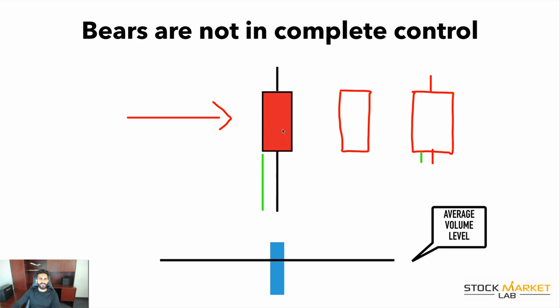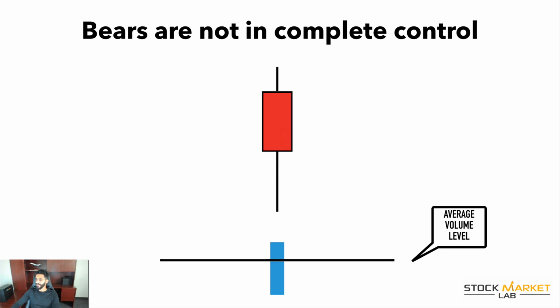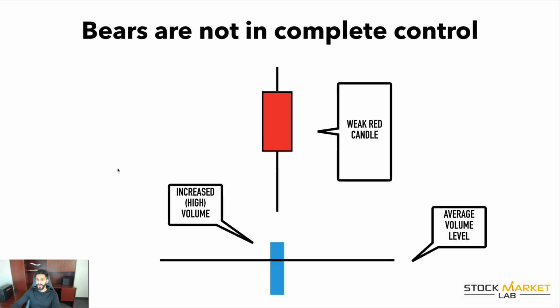Just because we see red doesn't mean anything. Look at the wicks. A long wick at the bottom, not a strong move down. High volume, doesn't matter. A lot of people are like, oh, it has high volume. Doesn't that mean aggressive selling? Yes, if there's a strong move down. Bears are not in complete control. So this is a weak red candle, increased high volume. Bears are not in complete control, not a strong move.